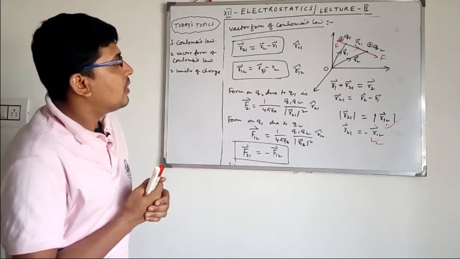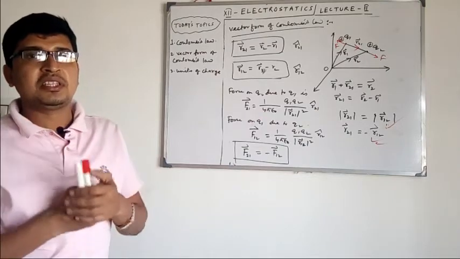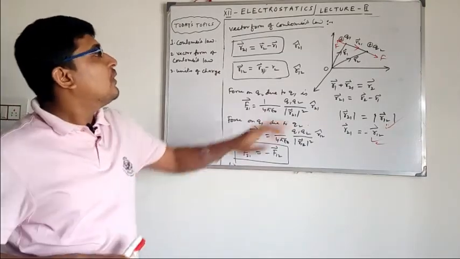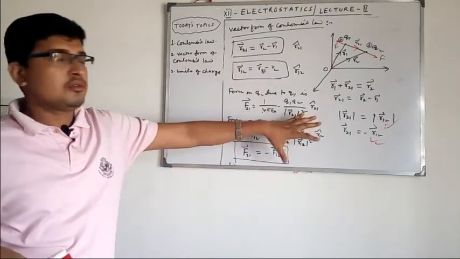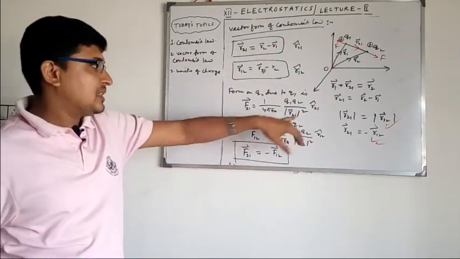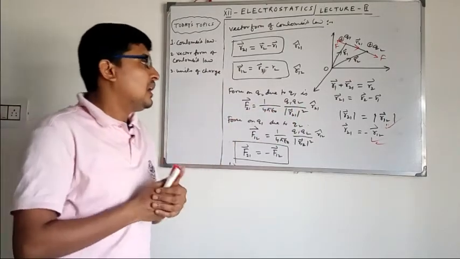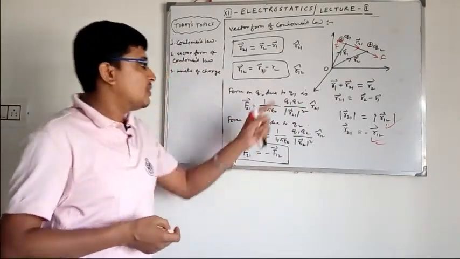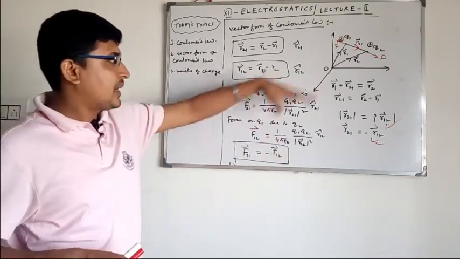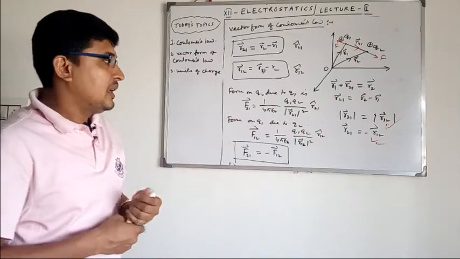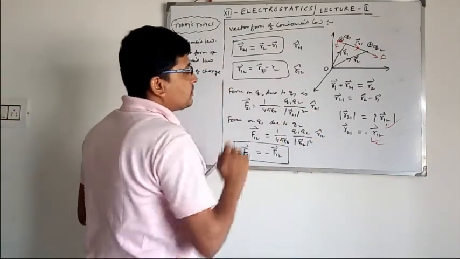So this is the vector form of Coulomb's law, and we have expressed it in vector form because we know that force is a vector quantity, and that's why all the other quantities are treated as vector quantities. But Q1 and Q2 are charges, which are not vector quantities, so we kept Q1 and Q2 as scalar quantities when writing this expression.